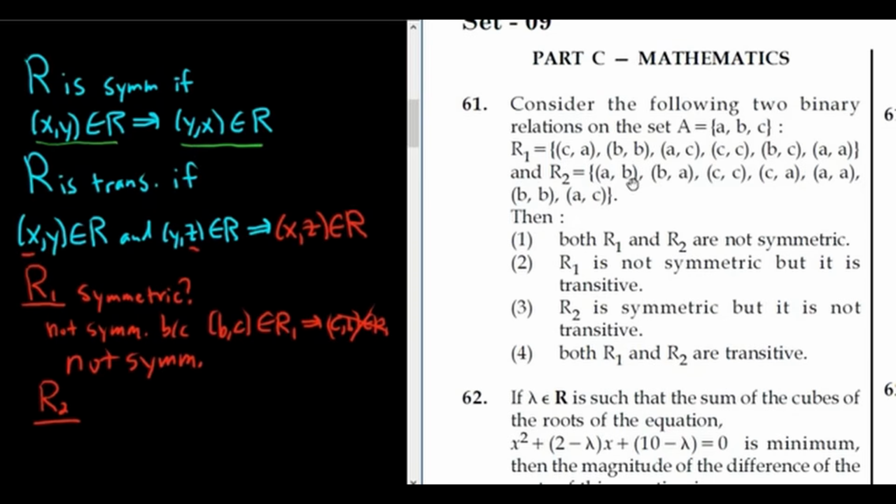We have AB, so is BA there? It is. We have BA, is AB there? It is. CC, well CC implies CC, so that's okay. CA is in R2, so AC has to be there, and it is, it's over here. AA implies AA, BB implies BB. So R2 is actually symmetric. So R1 is not symmetric. R2 is symmetric.